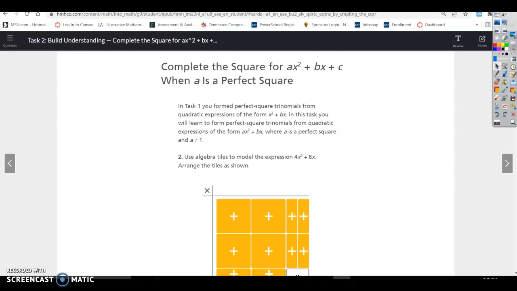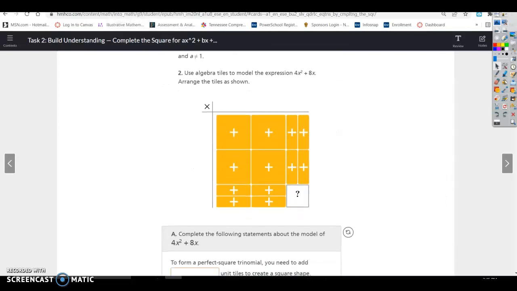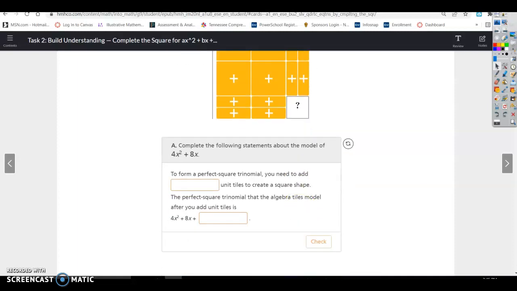to 1. Alright, so use algebra tiles to model the expression 4x squared plus 8x. Again you can see that the x squared tiles are square, the linear tiles are rectangular, and the individual tiles are just the small tiles. So 4x squared plus 8x plus 4. We need plus 4 individual tiles to fit the rest, to complete that square.